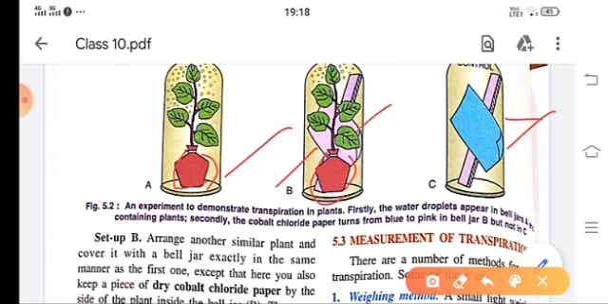And in this also one modification is done. Cobalt chloride paper is taken. Now this cobalt chloride paper, when it comes in contact with moisture, turns pink. It is blue in color, and it turns pink. And here also we have taken cobalt chloride paper. Okay, children, so here the potted plant is there.